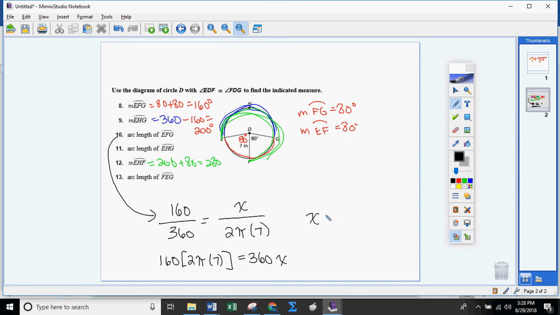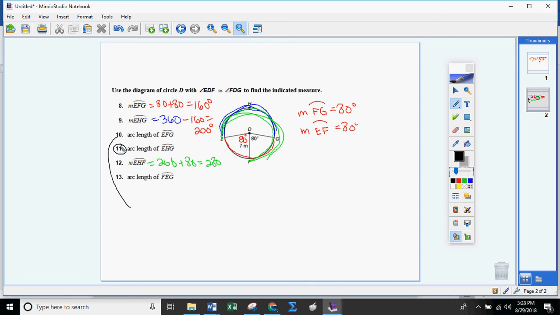I'm not going to show the work here. So x is approximately 19.72 meters. Don't forget your labels. So the arc length of EFG is approximately 19.72 meters.